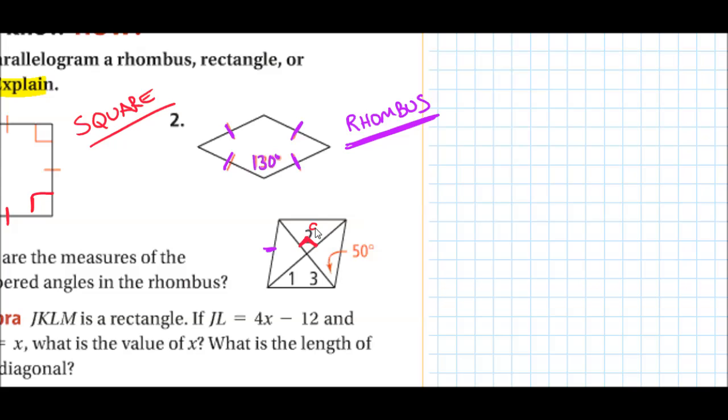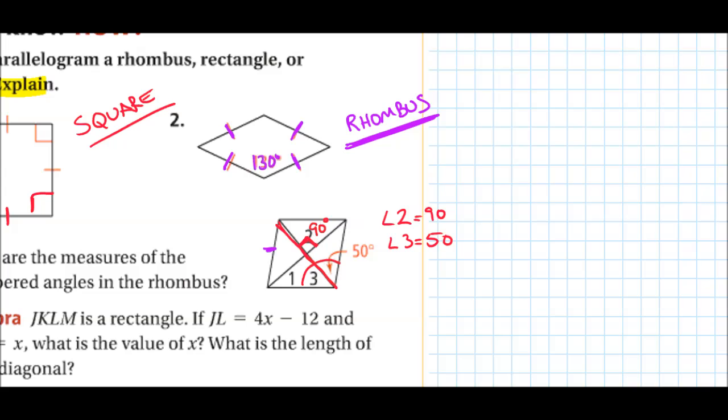We also know rhombuses make angle bisectors. So angle 3 must be equal to 50. So we know angle 2 is 90, and angle 3 must be 50 because in rhombuses the diagonals not only create a right angle, they also are angle bisectors. So now we have the smaller triangle.